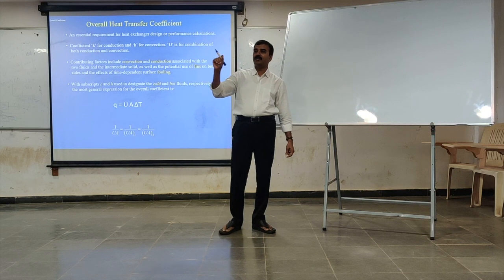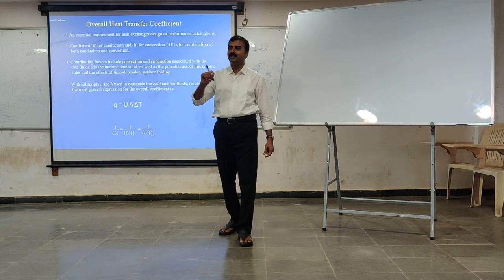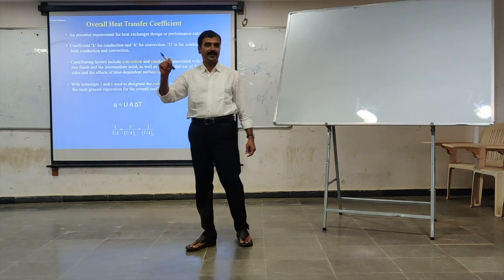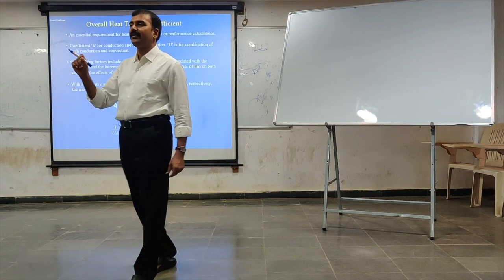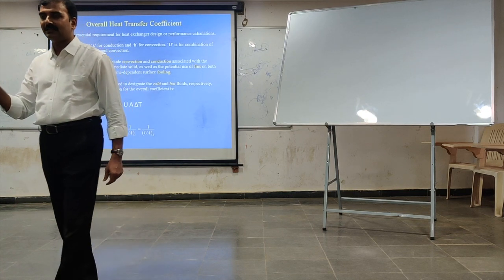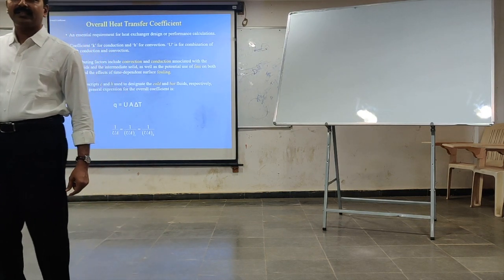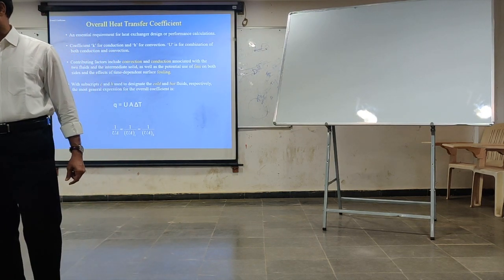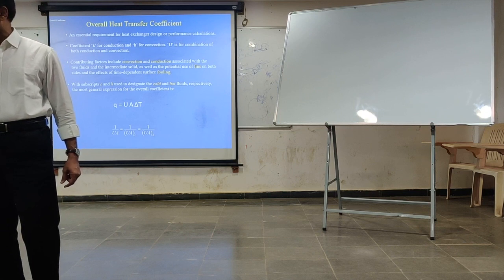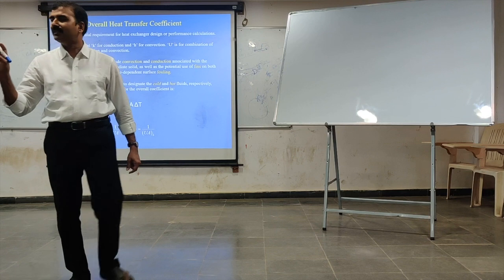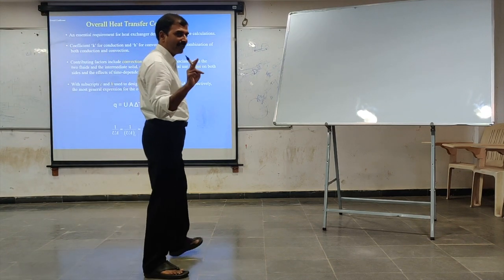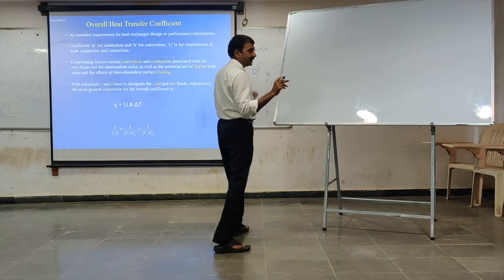There is a solid surface which is separating the two fluids. So what are the different modes of heat transfer here? Convection on the hot fluid side, convection on the cold fluid side, and conduction within that wall, whether it is a plane wall, cylindrical wall, or spherical wall. So there are three resistances: two convective and one conduction.